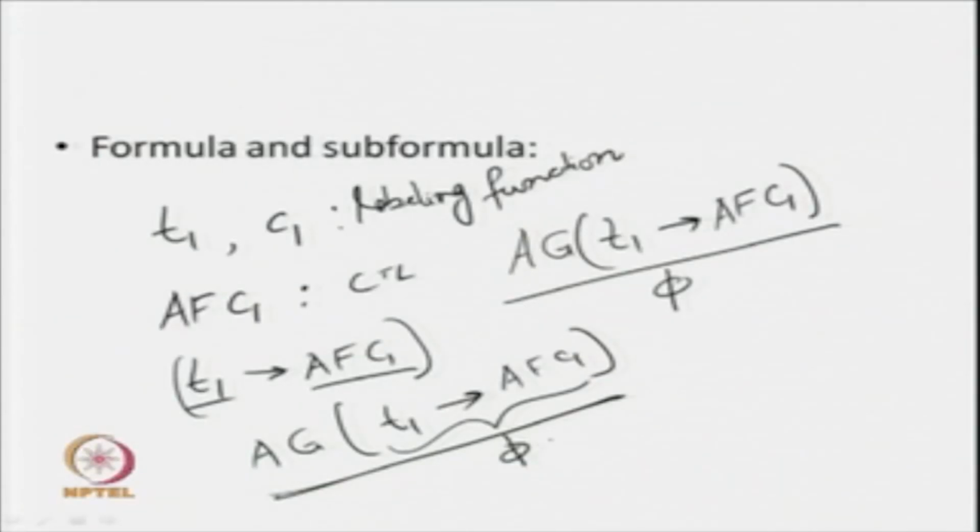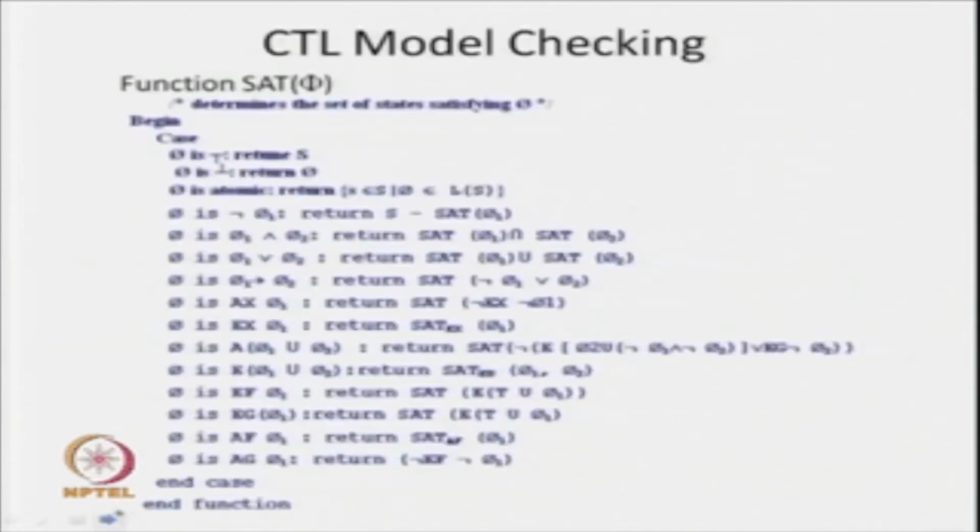So, when we are going to look at this particular phi, we should know the labels, or the root values, of all those sub formulas: T1, C1, AF C1 and T1 implies AF C1. Once we know these things, then we can go for the complete given formula. Now, we are going to see what the algorithms are to check such types of formulas. Okay. Now, you just see that we are in this model labeling algorithm.